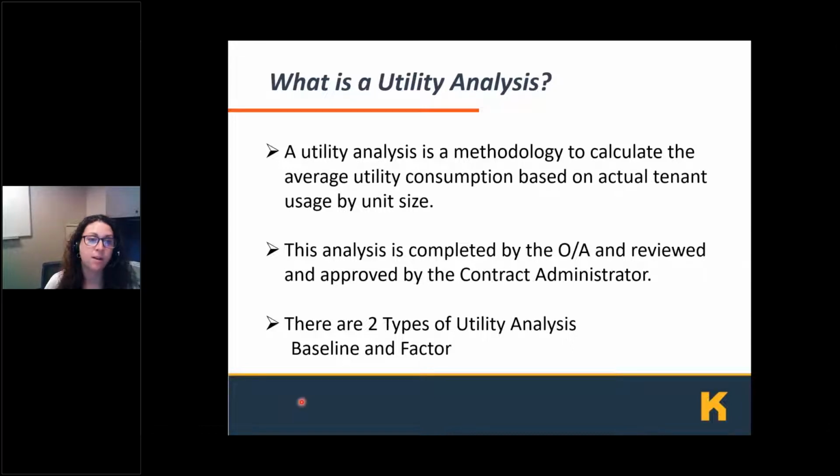There are 2 types of utility analysis. One is a baseline, the other is a factor. And again, we'll talk in detail about both of these types.